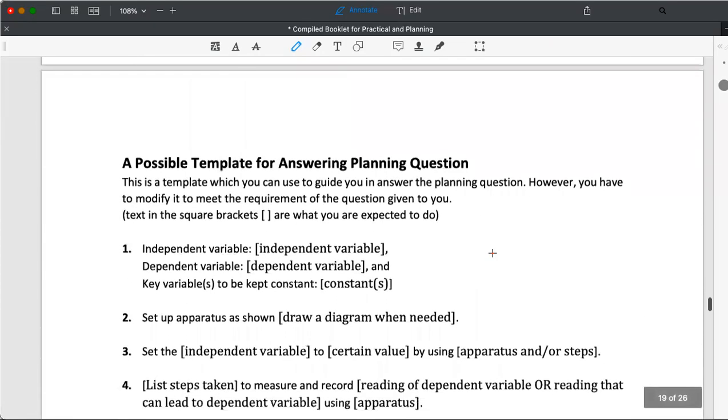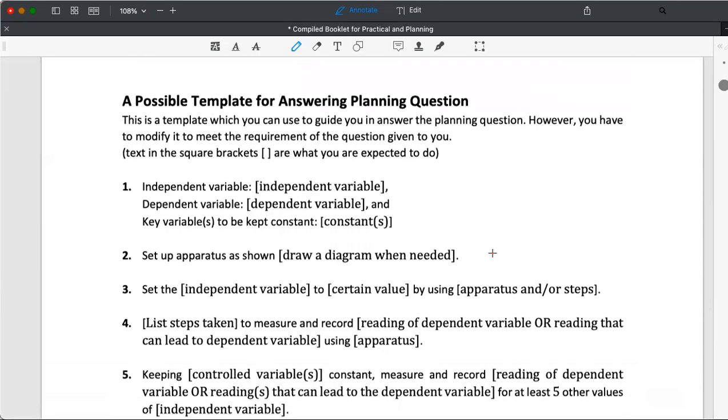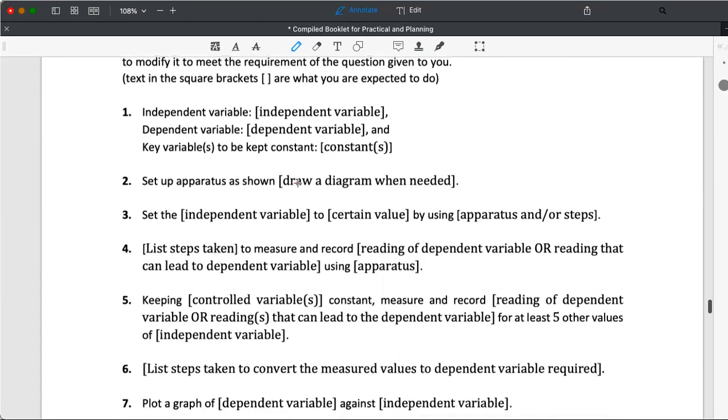Okay, so a possible template which I also provide for answering planning questions is something like this. The text in the square bracket is what you are expected to do, by the way. So the independent variable, dependent variable, and control or constant variable must be mentioned in your procedure. You may need to draw a diagram when needed. Okay, set up the apparatus as shown. However, if this planning question is linked to your experiment, then you are lucky. You can just say set up apparatus as shown in figure what. Then you are safe. But sometimes this planning question may be an isolated question. Then you have to draw.